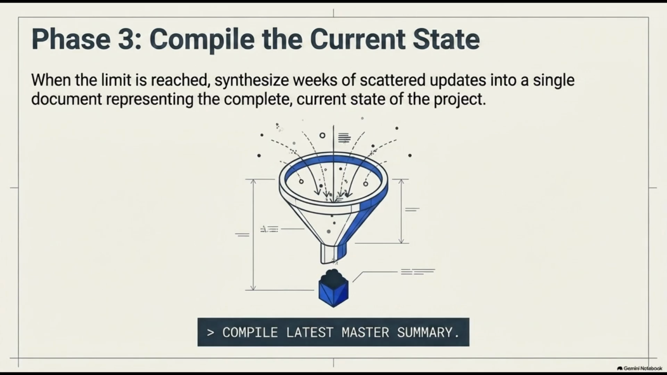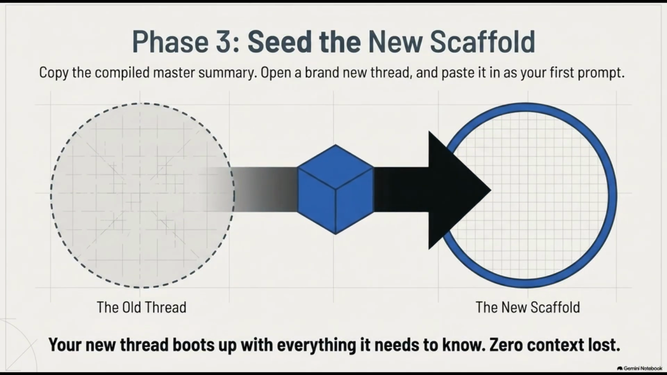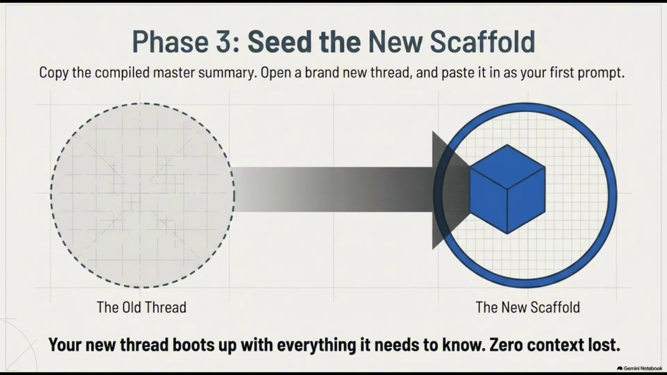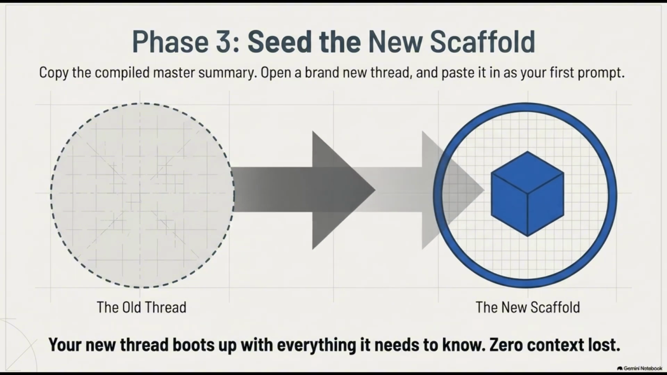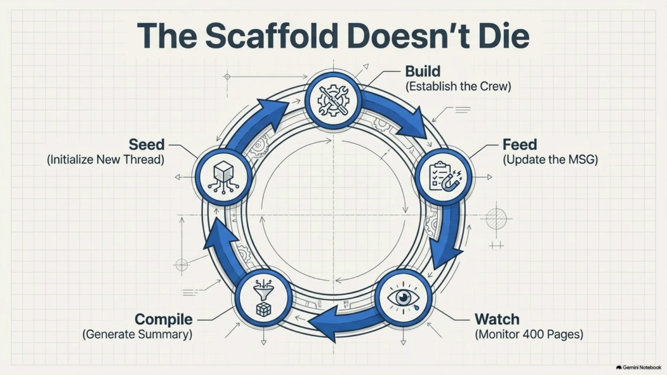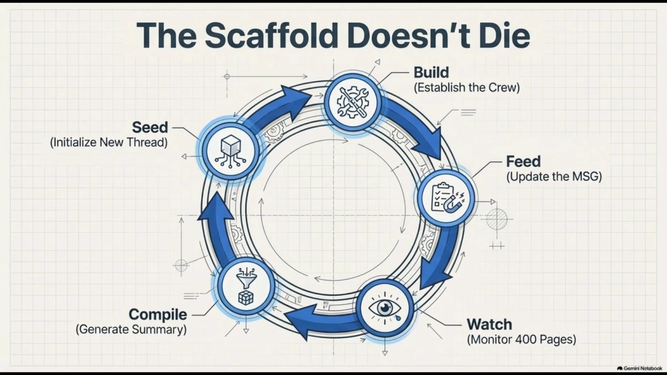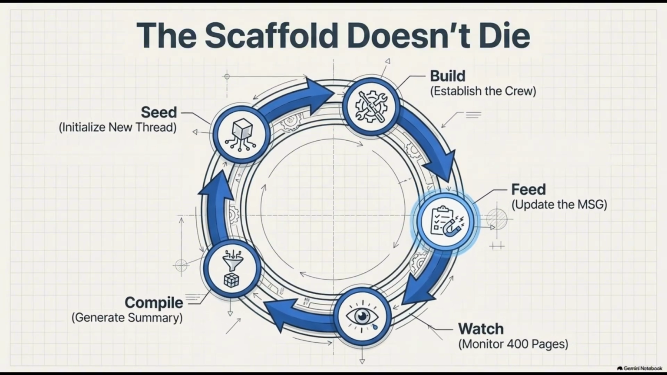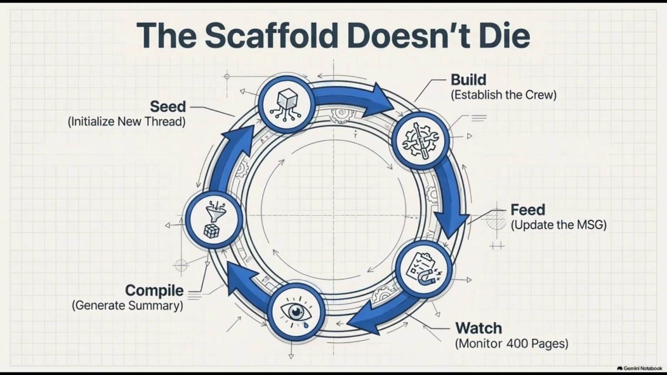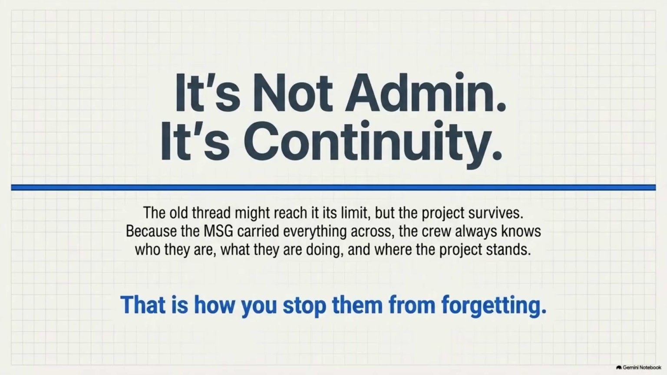That text is your seed. Copy it, open a brand new thread and paste it in. Your new thread starts with everything it needs to know. Now, this may sound like admin, but it's really continuity. The old thread might be full, but the scaffold doesn't die, because the MSG carried everything that mattered across. The crew knows who they are, what they're doing, and where the project stands. The migration is seamless. Build the crew, feed the MSG, watch the page count, compile, seed again. That's how you stop them from forgetting.